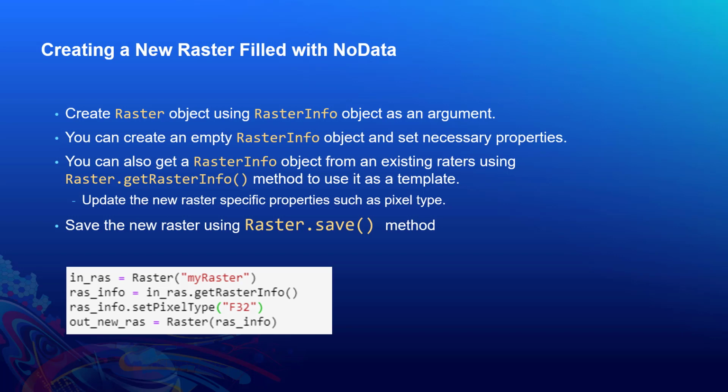You can create an empty raster info object from scratch and set necessary properties like width, height, spatial reference, cell size, or you can get a raster info object from an existing raster using the getRasterInfo method and use it as a template. If you want to do that, please be sure to update the specific properties related to your new output, such as pixel type. Once you populate this raster with the cell values that you want, don't forget to save it.